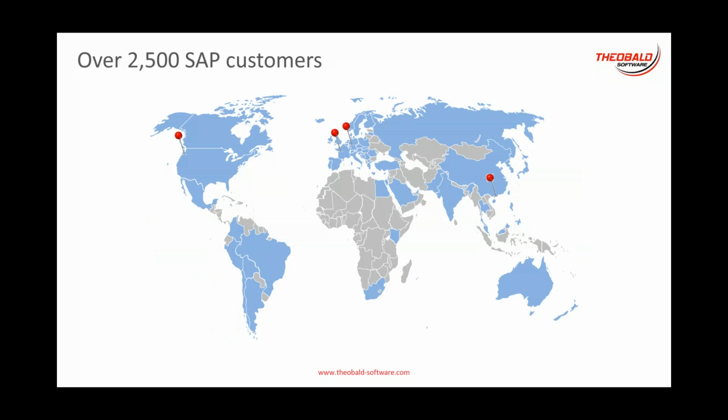On this next slide, you see in the blue shaded areas where we have customers today. The pins indicate our office locations. And we've sort of grown as a company with the SAP market out of Germany, out of Europe, with more and more business also in the Americas and Asia Pacific.